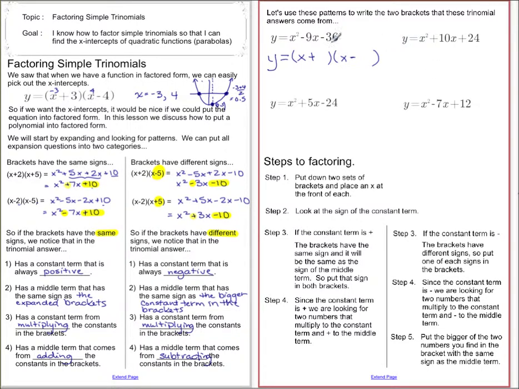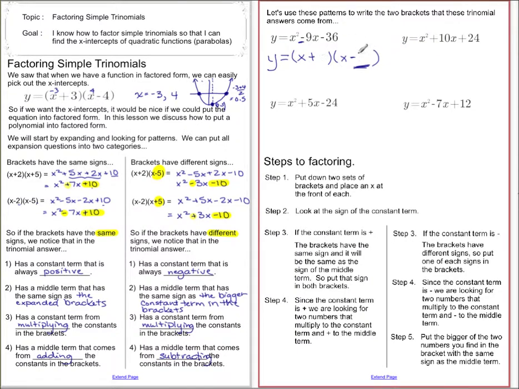Now I know they have to multiply to 36, and I know that according to this one here, the bigger of the two numbers that multiply to 36 is going to have to go with the bigger constant term in the brackets. So I'm going to put the bigger number where the negative is. So the bigger number is going to have to go in there. Now I'm looking for two numbers that multiply to 36 according to tip number 3. And it says has a middle term that comes from subtracting the constants in the brackets.